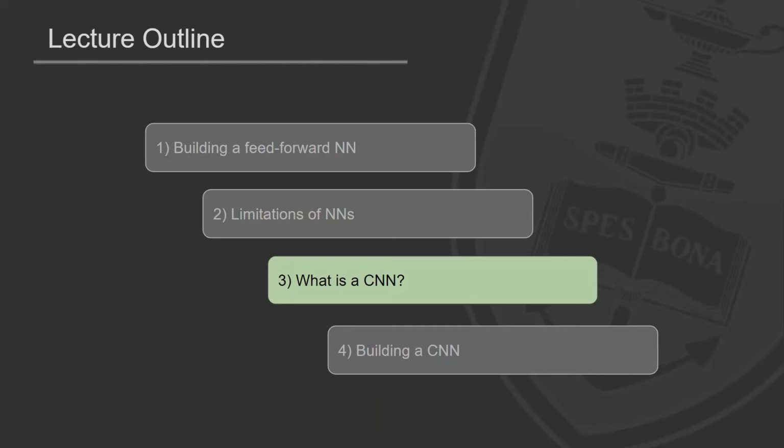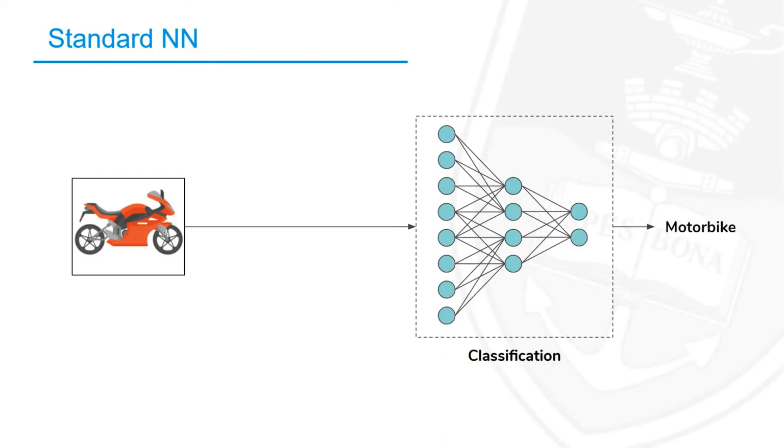In the second section now, we will talk about what is a convolutional neural network and how can you solve some of these problems with this new architecture. Alright, so in designing a convolutional neural network, let us compare it to the standard neural network we designed earlier. In the standard neural network, we had an image like a motorbike being passed through into the classification neural network, which would then tell you that this is a motorbike we are looking at.